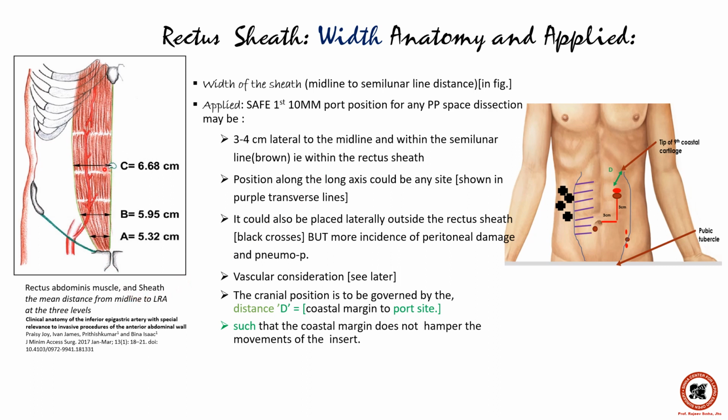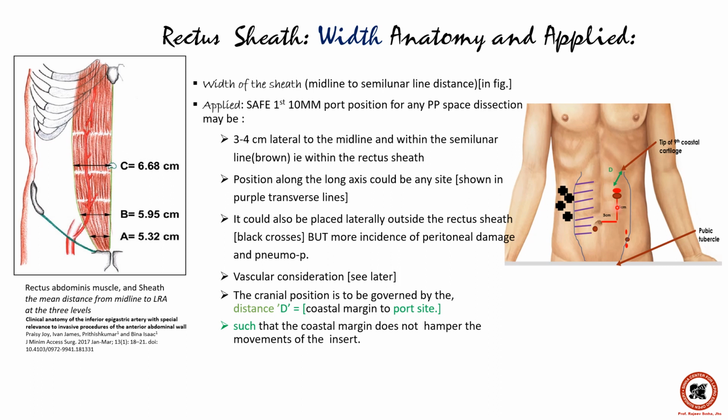So both sides should be within the semilunaris, and a safe distance is 3 to 4 centimeters from the midline. What about the cranial extent? Because we want to gain a larger preparietal space, we try to take this incision supraumbilically, about 3 to 4 centimeters.